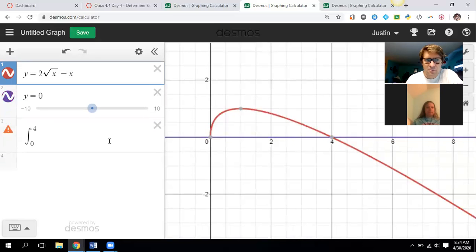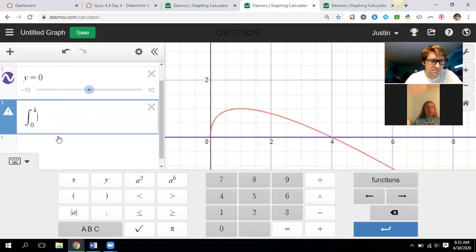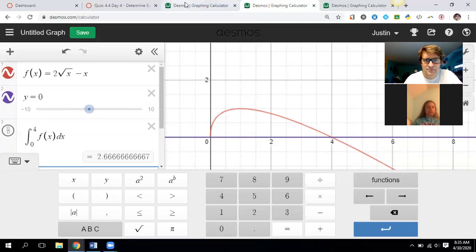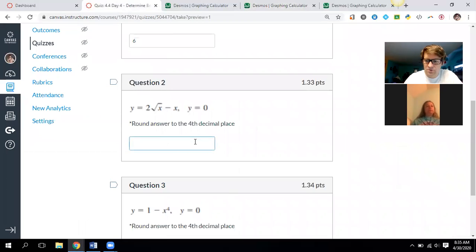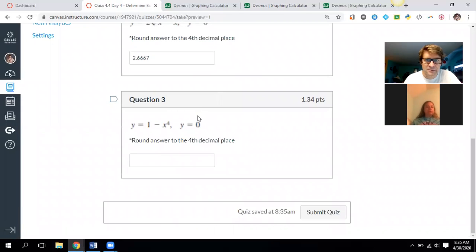And then what is the equation that it's bounded under? So I'm going to change this one to f of x, just to make Desmos work a little bit better. f of x dx. And it will tell us the answer here: 2.6667 if we round it in. 2.6667. Okay, so what we're doing here is just taking the integral. We could do it the long way, but using the calculator can make these things a whole lot better.